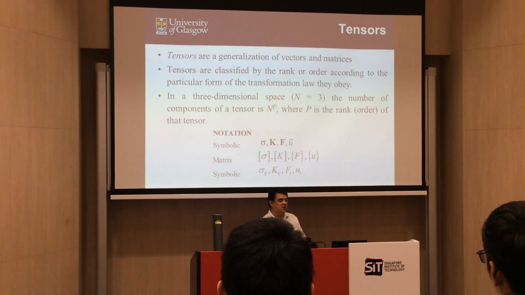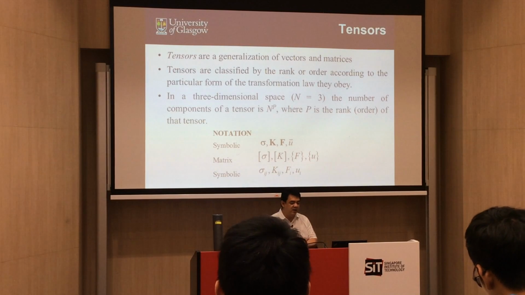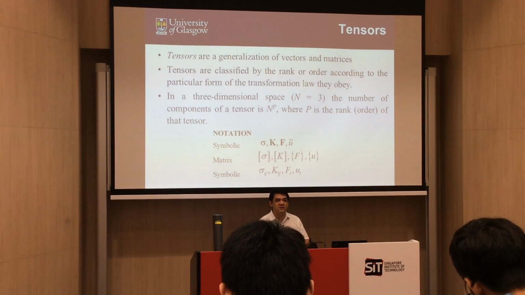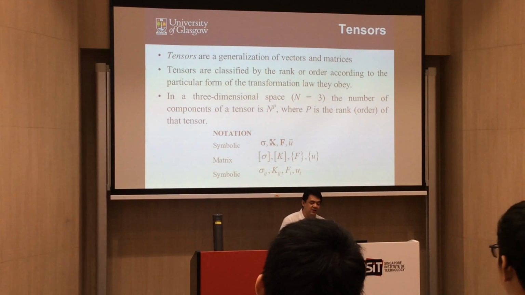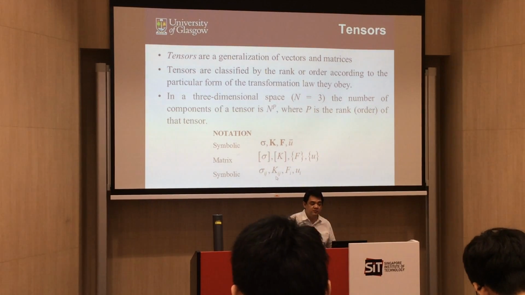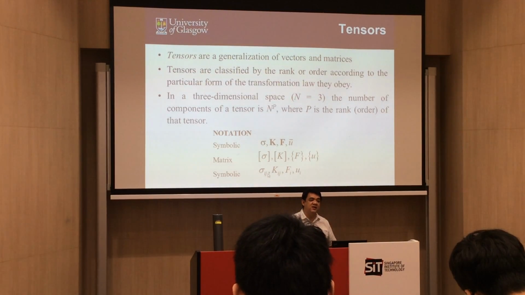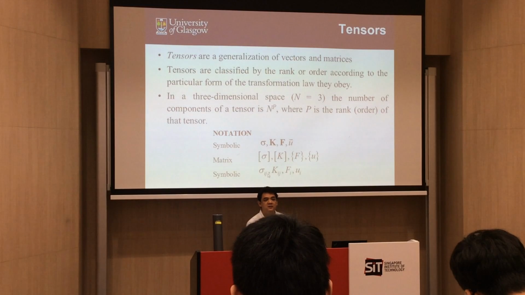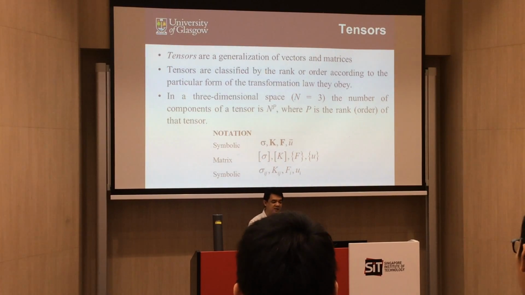Tensors are a generalization of vectors and matrices. There are many ways of writing tensors: symbolic, bold letters, and so on. You can use matrices, or you can use index notation. Have a look at this one. Stress is basically a tensor. Force is a vector. Stress is a tensor.